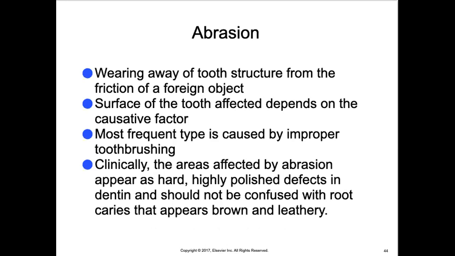Abrasion is wearing away of the tooth structure from the friction of a foreign object. Here, the surface of the tooth affected depends on the causative factor. So whatever caused it. The most frequent type is by improper toothbrushing. Clinically, the areas affected by abrasion appear as hard or highly polished defects in dentin and should not be confused with root caries that appears brown and leathery.